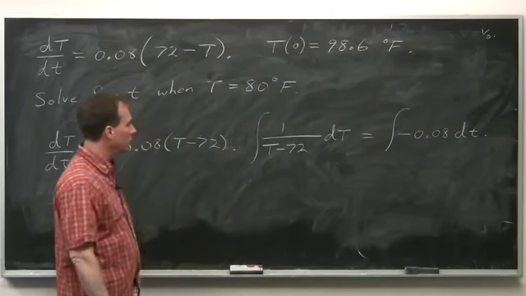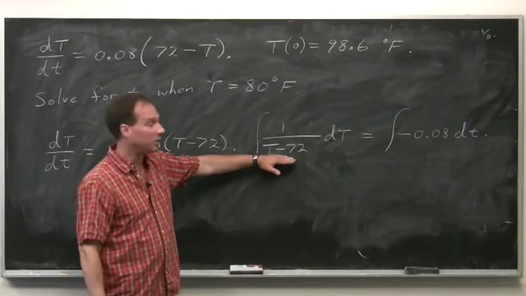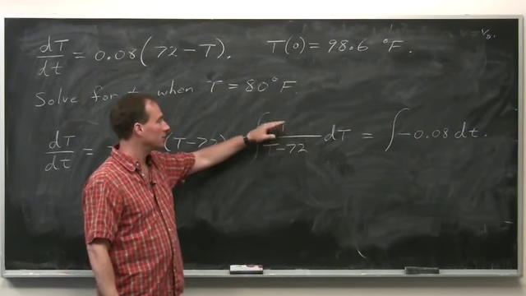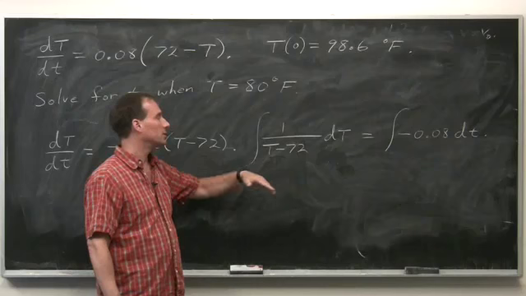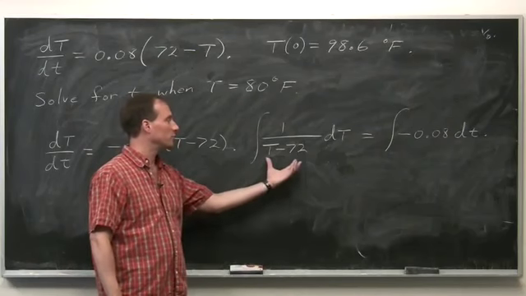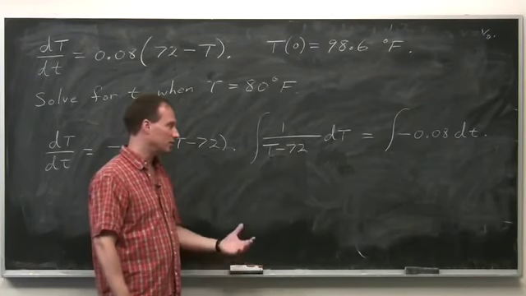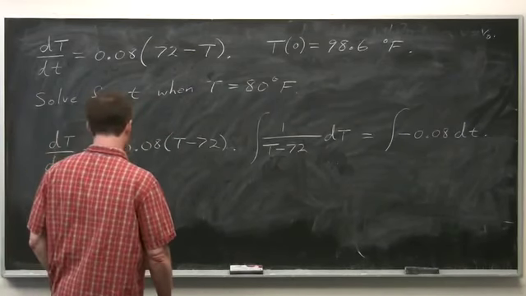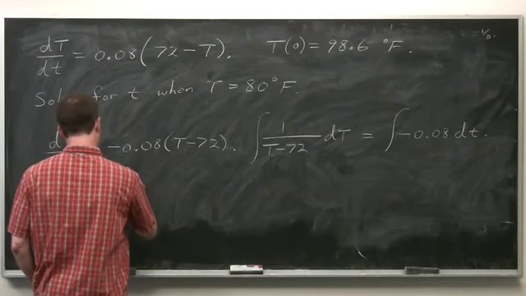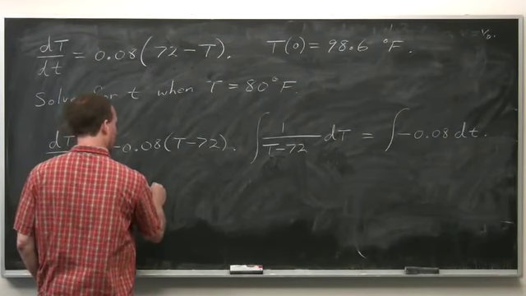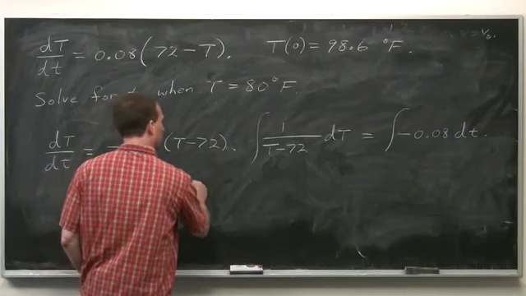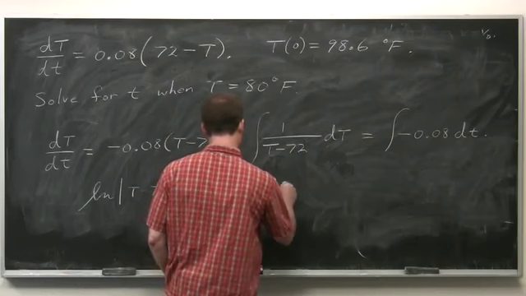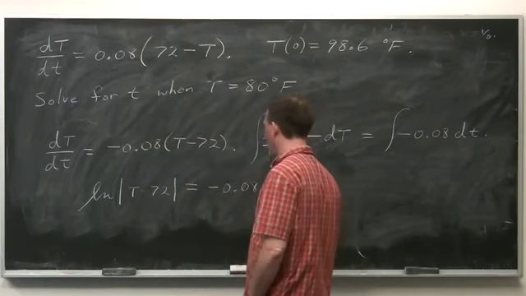Just like we did before, you make the substitution u equals T minus 72, then du will be dT, and so you just get the integral of 1 over u du. That's the natural log of the absolute value of u, but you put back in that u is T minus 72. I'll let you do that yourselves, and you find that you get the natural log of the absolute value of T minus 72 equals negative 0.08 t plus a constant. All right, so we're here.